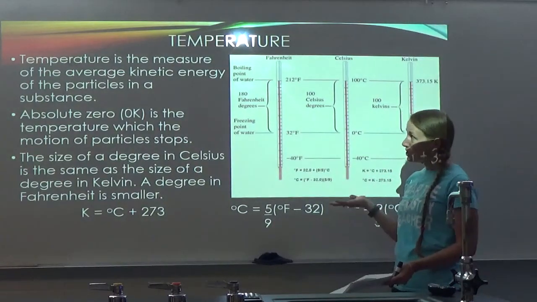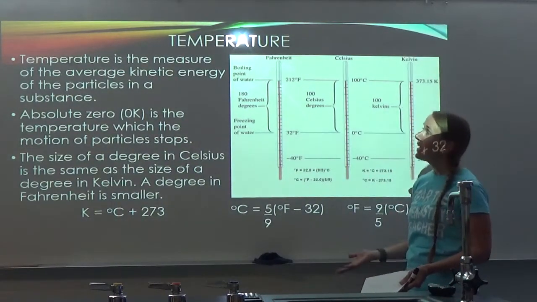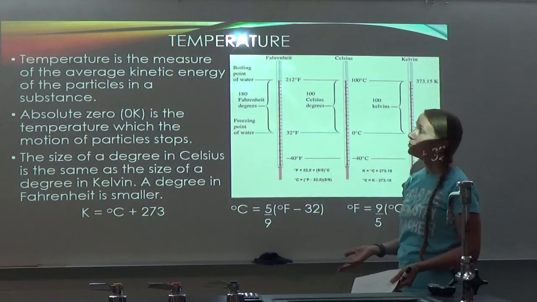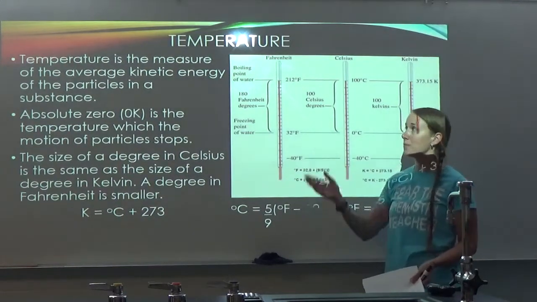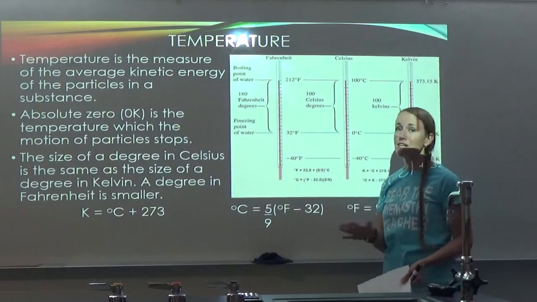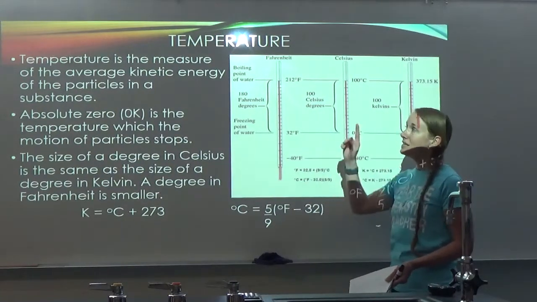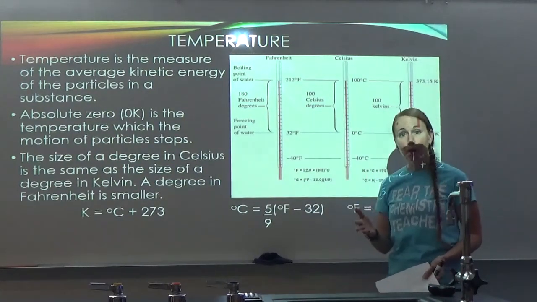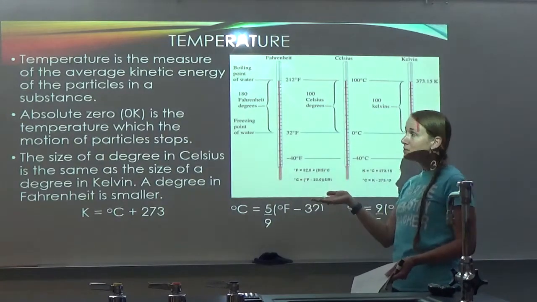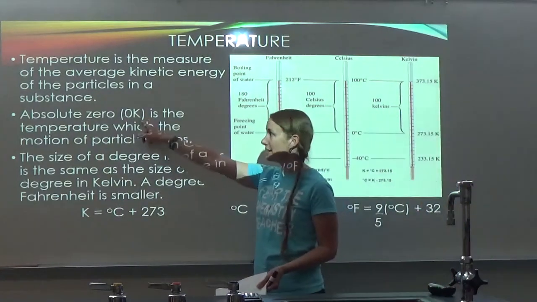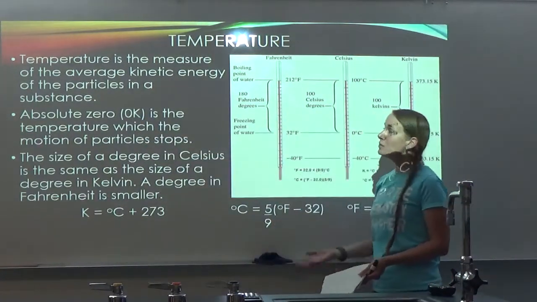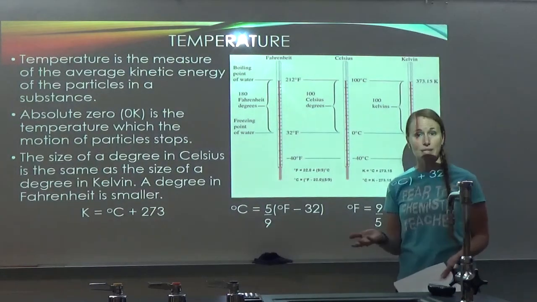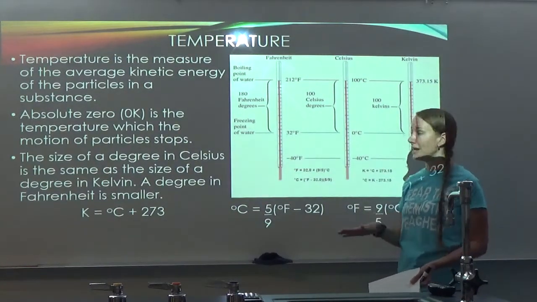Alright, so temperature. Temperature is the measure of the average kinetic energy of the particles in a substance. So remember, temperature is not the basic definition, how hot or cold something is. It's the average kinetic energy of the particles. Absolute zero, which is 0 on the Kelvin scale, 0 Kelvin, is the temperature at which the motion of particles stops. So that's why Kelvin has no negatives.